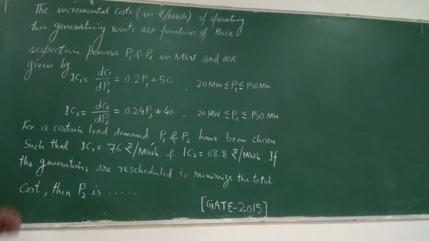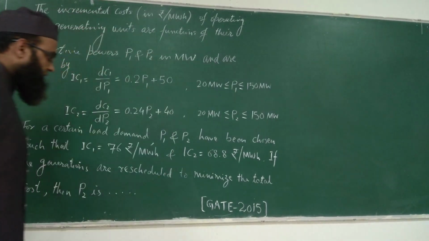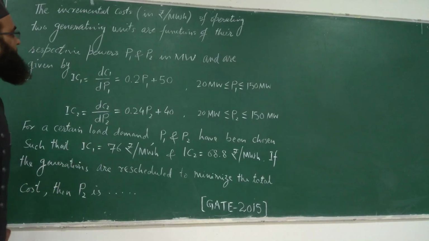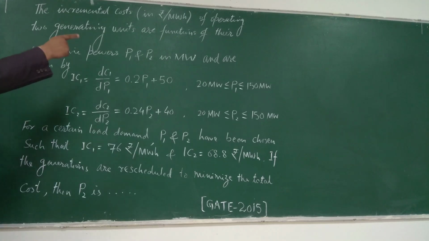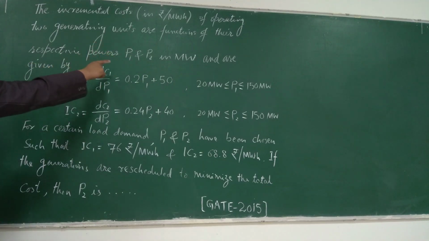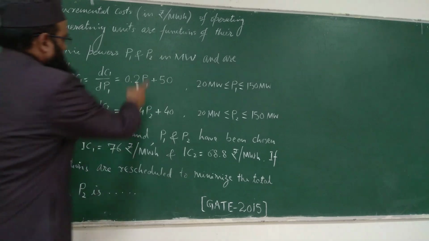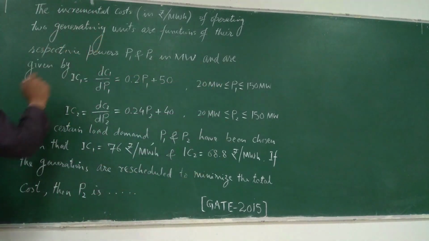Okay, students, let us solve this problem. This problem was asked in GATE 2015. It says that the incremental cost in rupees per megawatt hour of operating two generating units are functions of their respective powers P1 and P2, in megawatt, and are given by.